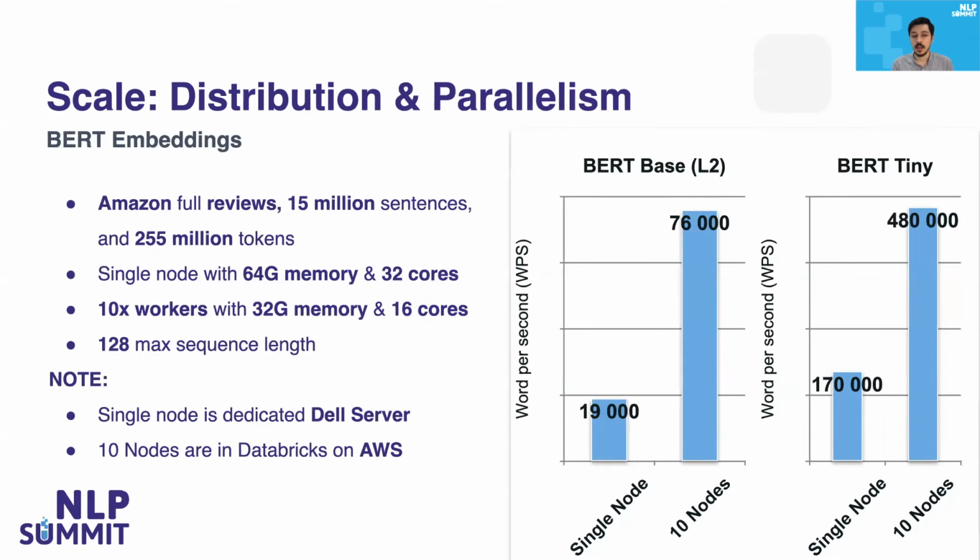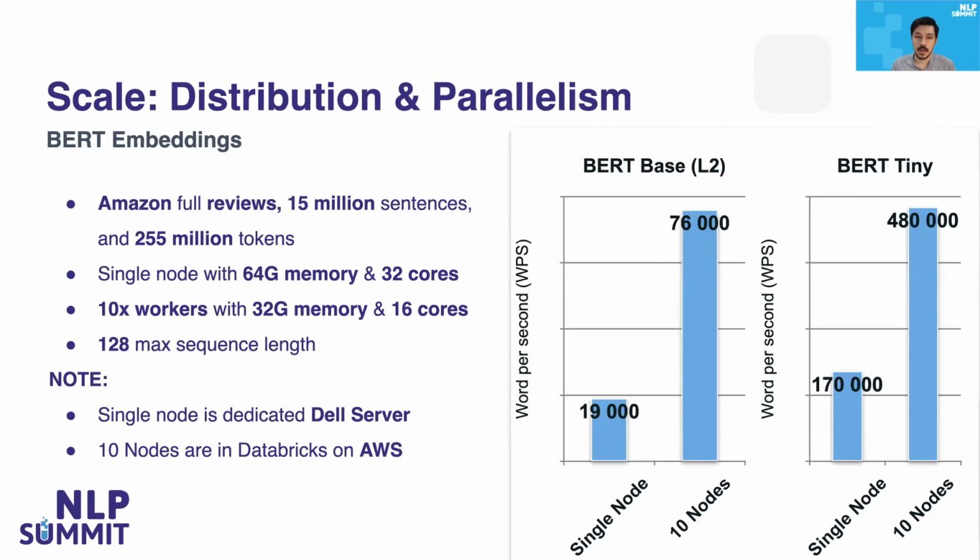And for the BERT embeddings, we did a similar benchmark. This time the single node had 64 gigabytes of memory and 32 cores, and the workers were pretty much the same. We set the max sequence length to 128. And the comparison is that on a BERT-based model with 2 layers, we had almost 19,000 words per second. We went to the cluster, we achieved 76,000. And with BERT Tiny, which is an impressively high number, it is 170,000 on a single machine and 480,000 words per second in a cluster.